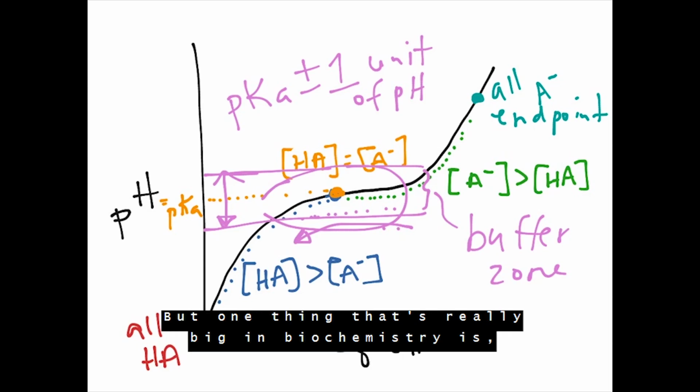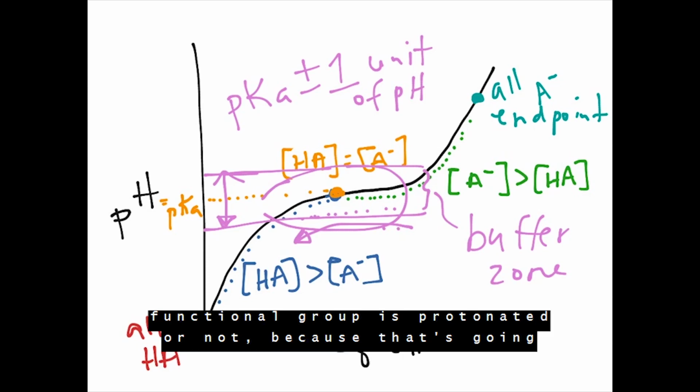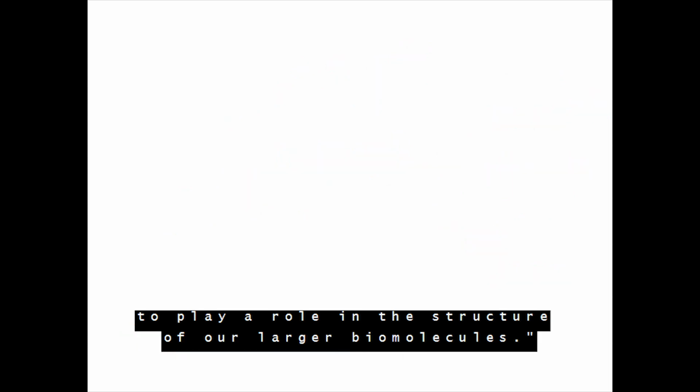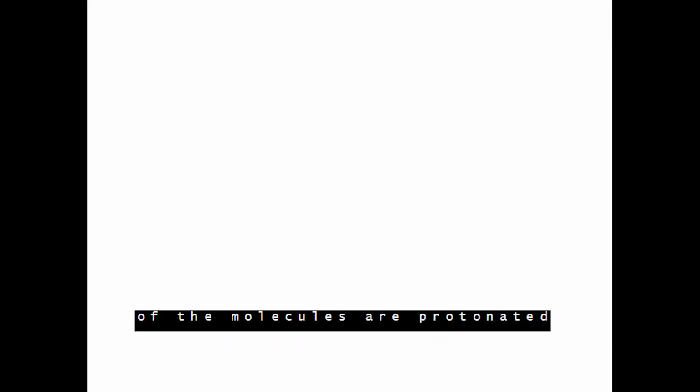But one thing that's really big in biochemistry is we want to say, we know the pH of this solution. We need to know if this particular organic chemistry functional group is protonated or not, because that's going to play a role in the structure of our larger biomolecules. So we need a quick rule of thumb so that we can figure out really quickly whether or not most of the molecules are protonated or whether they've lost their proton.